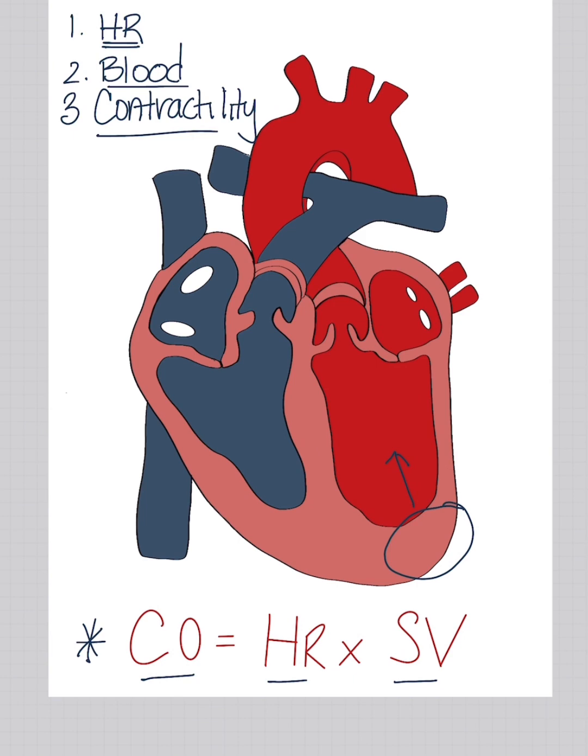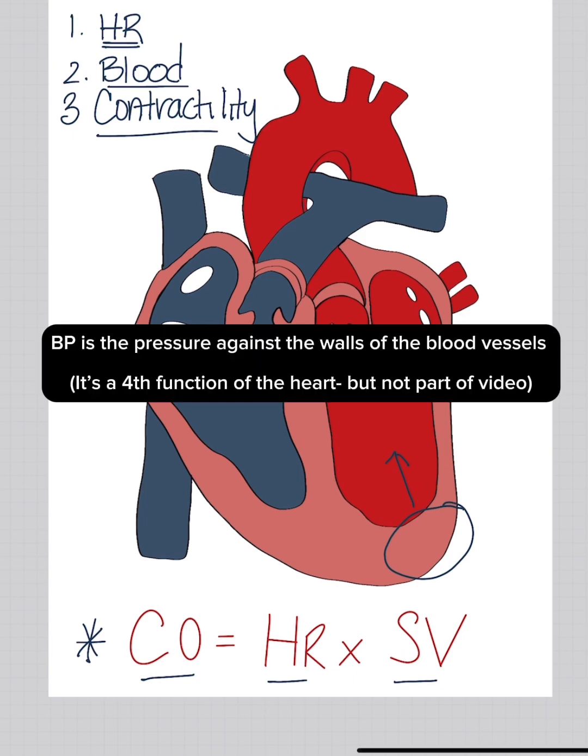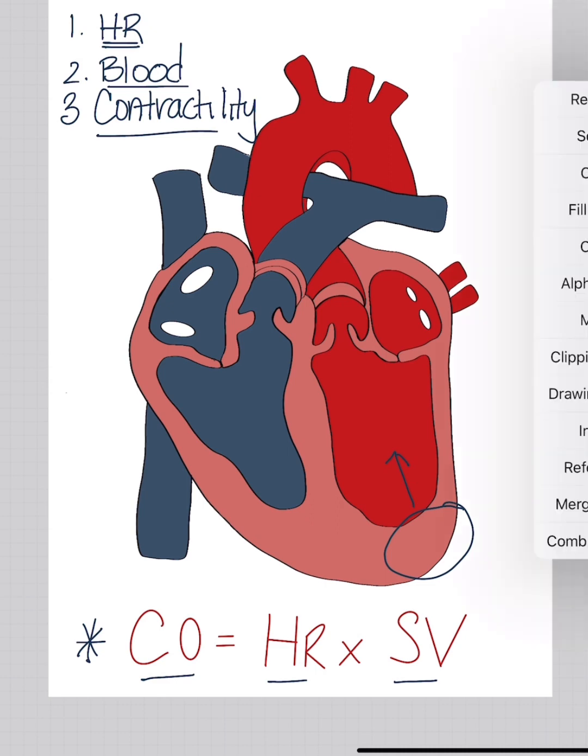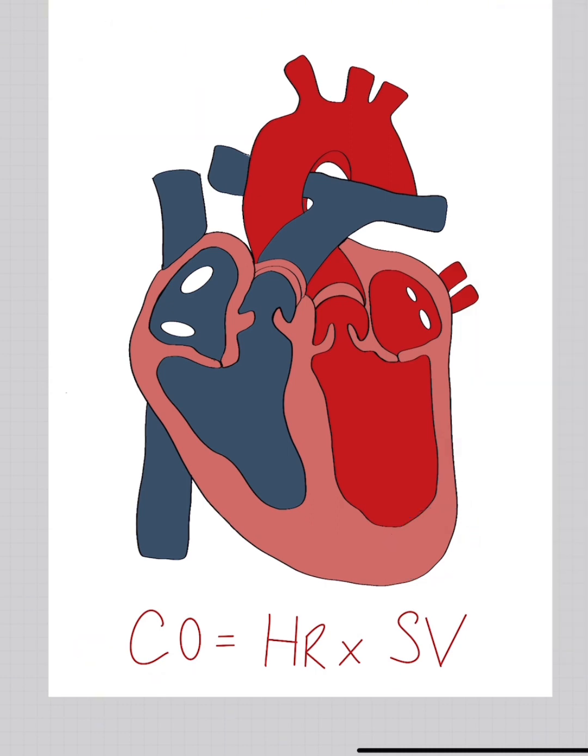One more thing is blood pressure. It's the pressure against the walls of the blood vessels. This can affect it too. But I'm going to mostly talk about these other three things because they affect cardiac output.